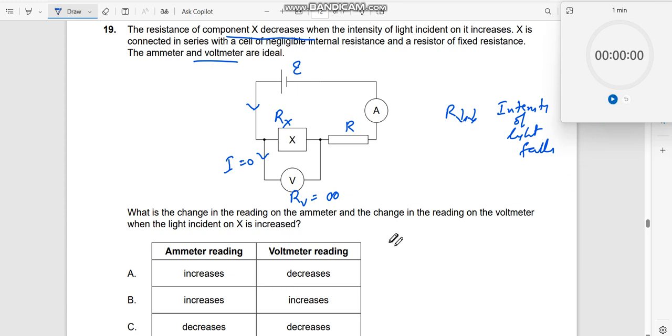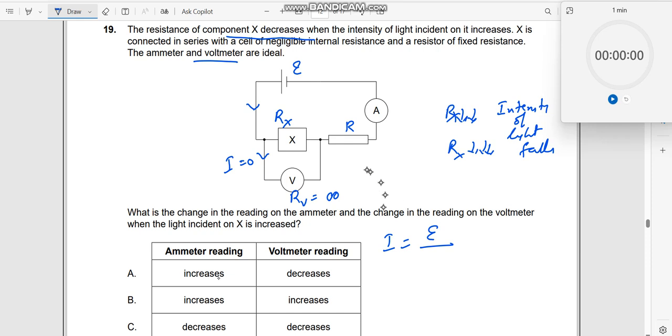What is the change in reading of the ammeter and the change in reading of the voltmeter when the light incident on X is increased? When intensity increases, what will happen? The resistance Rx will still reduce, right? Now let us arrive at an expression here. We know that the total current I is equal to total EMF divided by Rx plus R. I just applied Ohm's law over here.